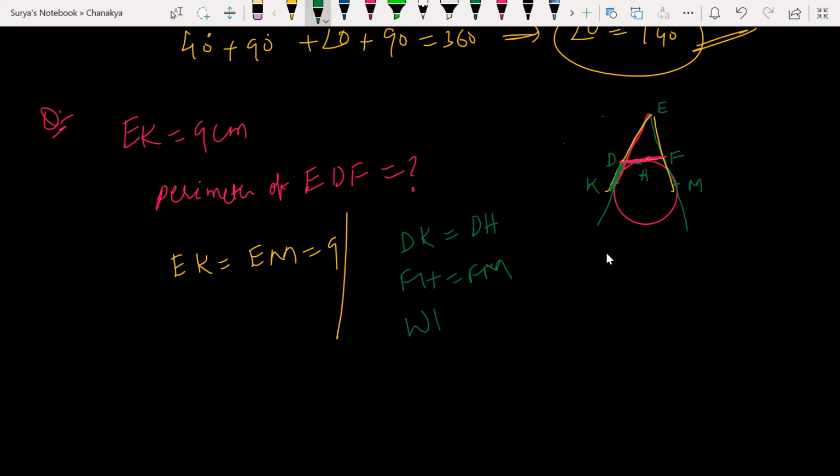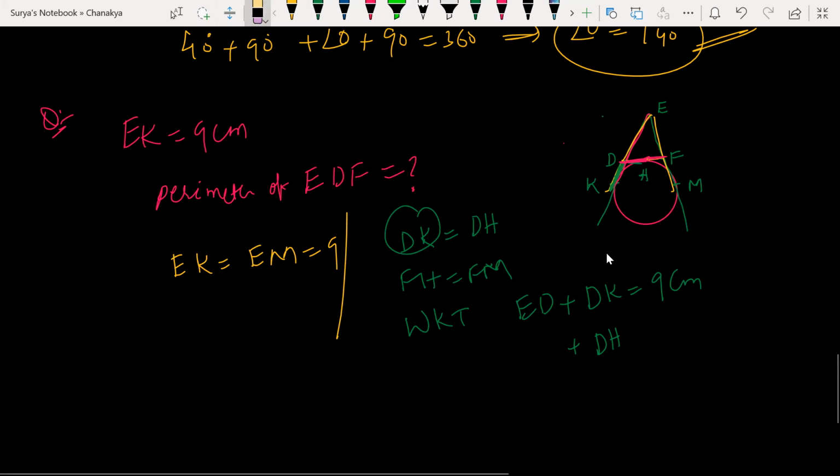We know that ED plus DK is 9 centimeters. All right, so DK is equal to DH, plus ED is equal to what? This is what I know. No need to substitute, let it be as it is. So EF plus FM is also 9 centimeters. And EF, FM, I know, equals FH.